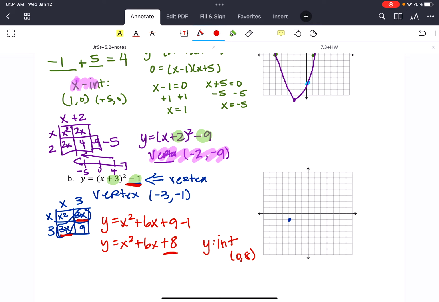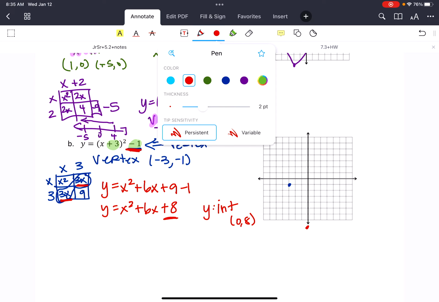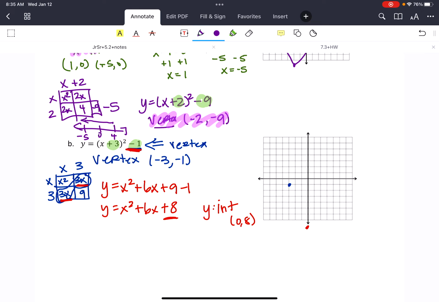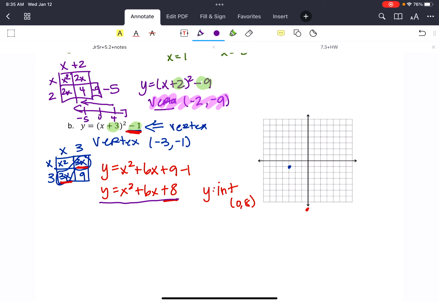1, 2, 3, 4, 5, 6, 7. Oh, off the graph, guys. All these are off the graph. All right, then my last one is intercept form. And what I'm going to do is take it from standard and go ahead and get the intercepts there. So I need to do my puzzle. Blank times blank equals 8. And then blank plus blank equals 6. Well, the factors of 8 that do that are 2 and 4.